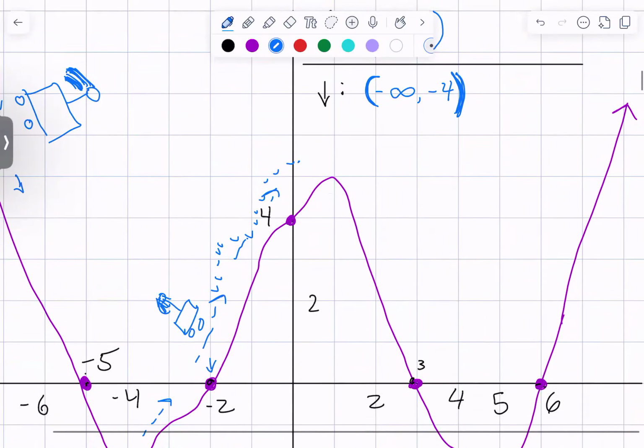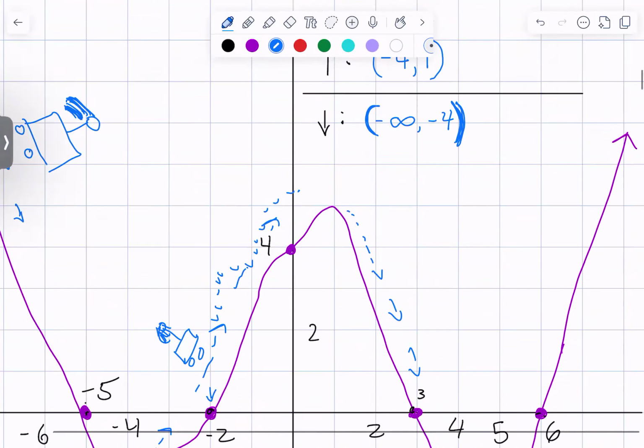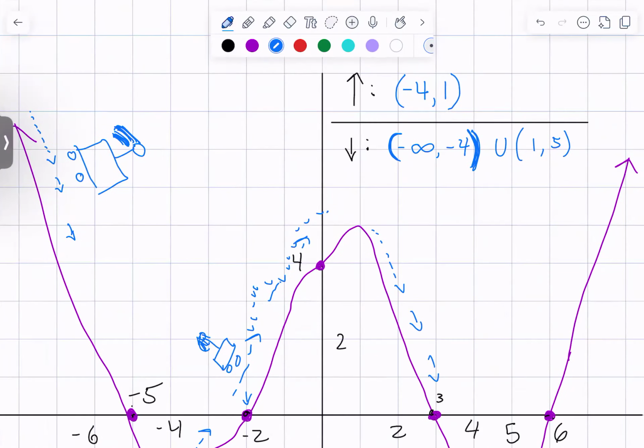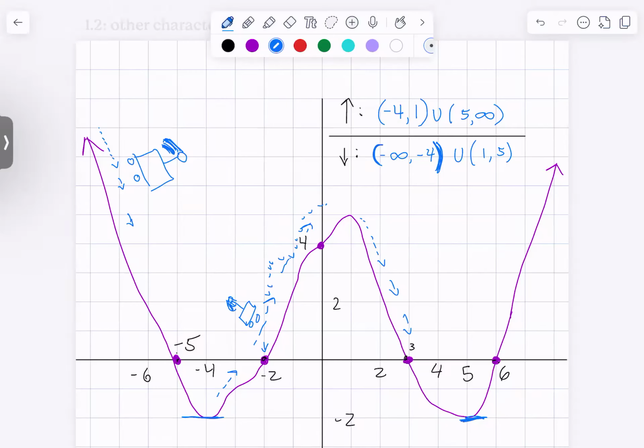So from that point 1 all the way down, you're going down, and you hit another jerking moment at 5. So you're going down, union, 1 to 5. And then from 5 to infinity, you're going up, right? So you're increasing from there. Union, 5 to infinity. Questions on that? So that is increasing and decreasing.